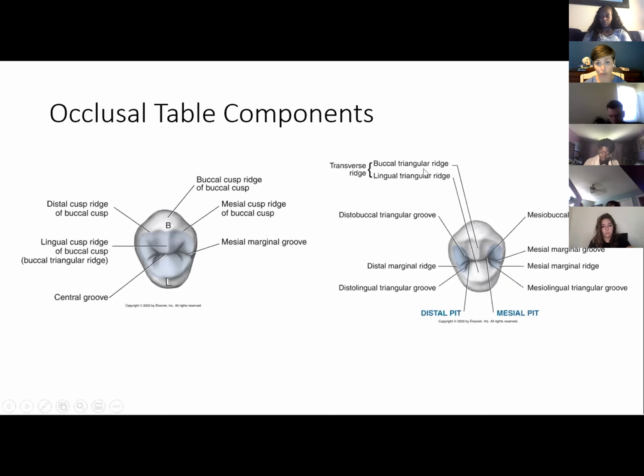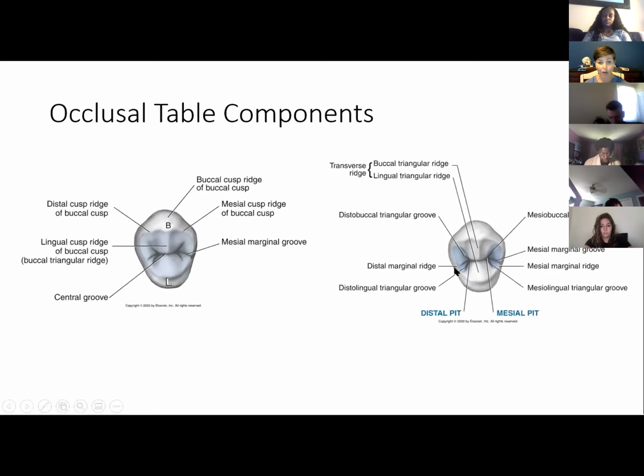And then we have our transverse ridge, which is our buccal triangular ridge and our lingual triangular ridge, right? Which are also the lingual cusp ridge of the buccal cusp. So this has two names. This has a buccal triangular ridge as well as the lingual cusp ridge of the buccal cusp.